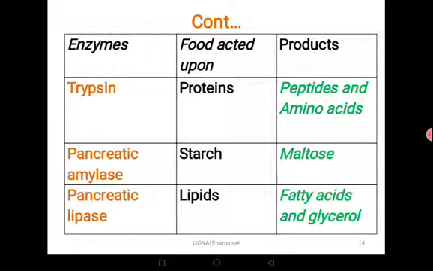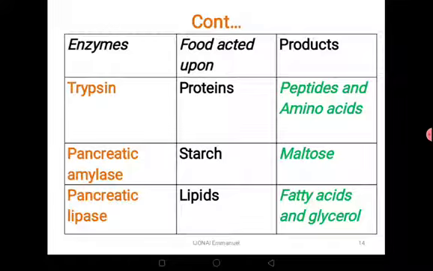So these pancreatic enzymes include the following. We have one called trypsin, which acts on proteins, breaking them down to peptides and amino acids. Remember, some proteins are still remaining in the food. Not all the proteins were broken down from the stomach. So digestion of proteins still continues to the duodenum, where we have the trypsin, which acts on the proteins, breaking them to peptides and amino acids.